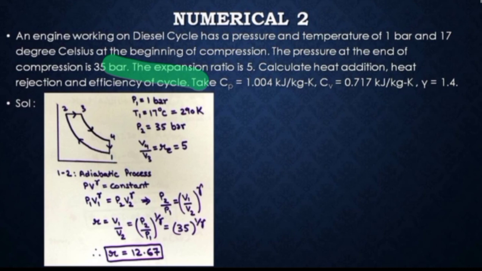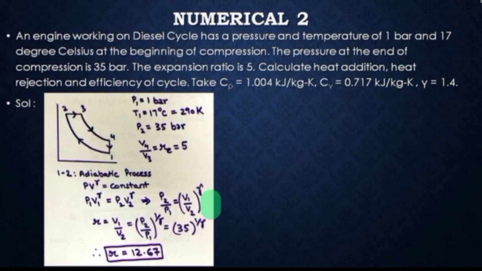We have to find three things: the efficiency of the cycle, heat addition, and heat rejection. The data given in this problem is Cp, Cv, and gamma. First of all, we will find the compression ratio, that is the value of R. Similarly, P1 V1^gamma is equal to P2 V2^gamma, so P2 by P1 is equal to (V1 by V2) raised to power gamma.